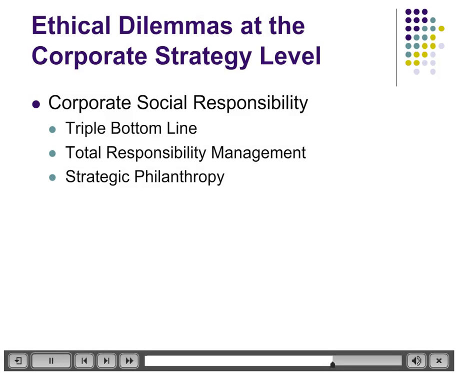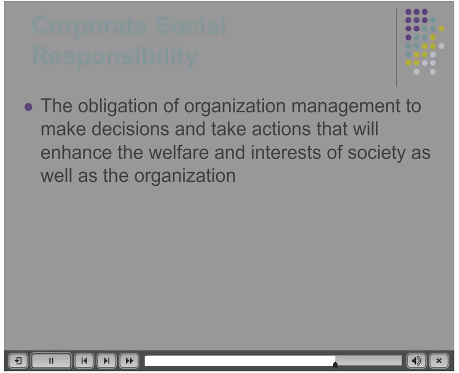So when we think about ethical dilemmas that corporations have, not just individuals, but corporations, we need to be thinking about different ways of assessing corporate social responsibility. One of those ways is triple bottom line accounting. Another way is through total responsibility management. And the last one is strategic philanthropy, which I've made reference to already in this lecture.